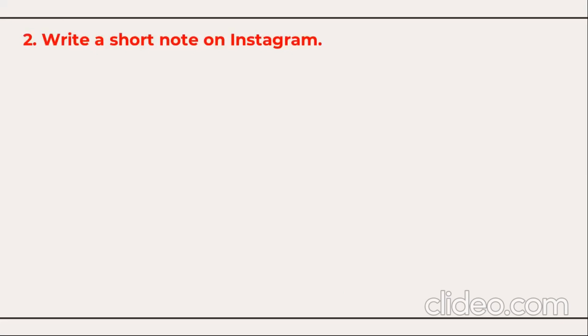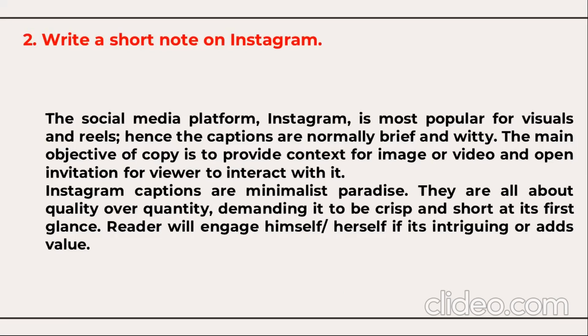Next question, the last question, is here from the social media content writing topic. Write a short note on Instagram. It is a 5 marks question. You have a choice. The social media platform Instagram is most popular for visuals and reels. Hence, the captions are normally brief and witty. The main objective of the copy is to provide context for the image or video, and an open invitation for the viewer to interact with it. Instagram captions are a minimalist paradise. They are all about quality over quantity, demanding it to be crisp and short.